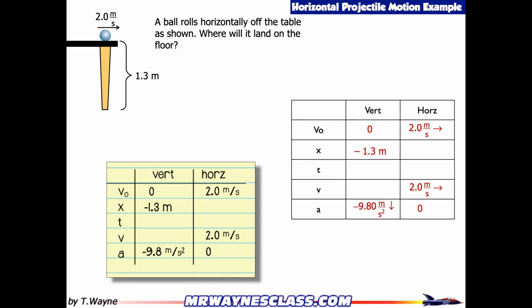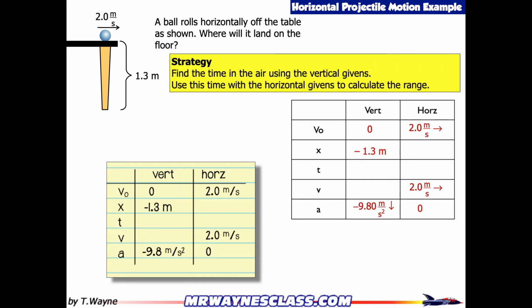So my strategy, I'm going to find the time in the air using the vertical givens, and then because it's time, it'll go into both my columns, vertical and horizontal, and that'll give me what I need to use my horizontal givens to calculate the range.